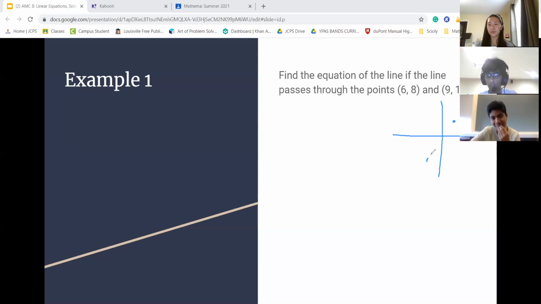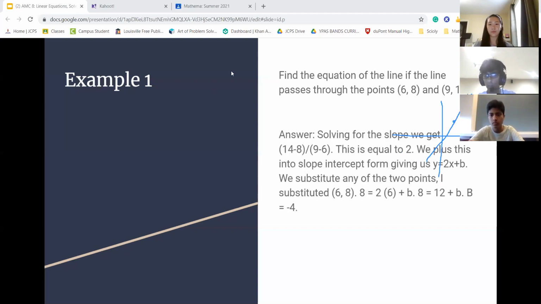This is great. So we just remember we find the slope of the line. We're going to write the equation in slope-intercept form, which is y equals mx plus b. We find the slope of the line, which is y2 minus y1 over x2 minus x1. In this case, y2 is going to be 14, y1 is going to be 8, x2 is going to be 9, and x1 is going to be 6. So it's going to be 14 minus 8 over 9 minus 6 to find the slope.